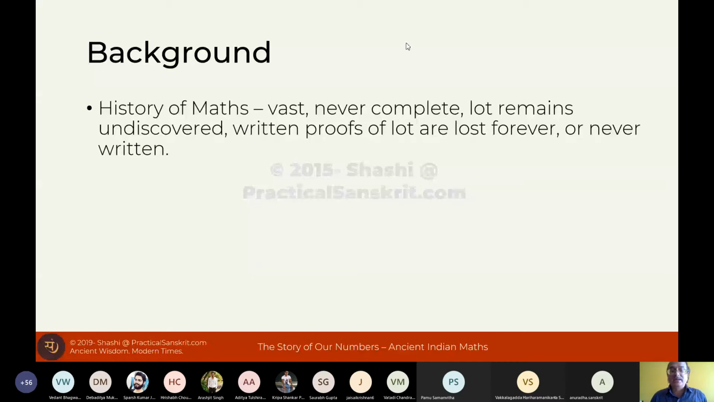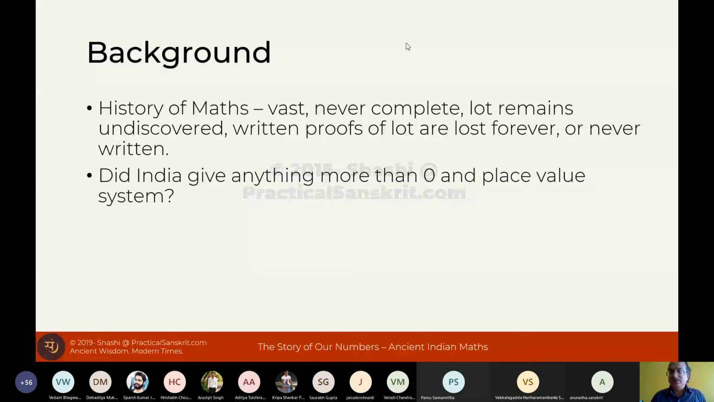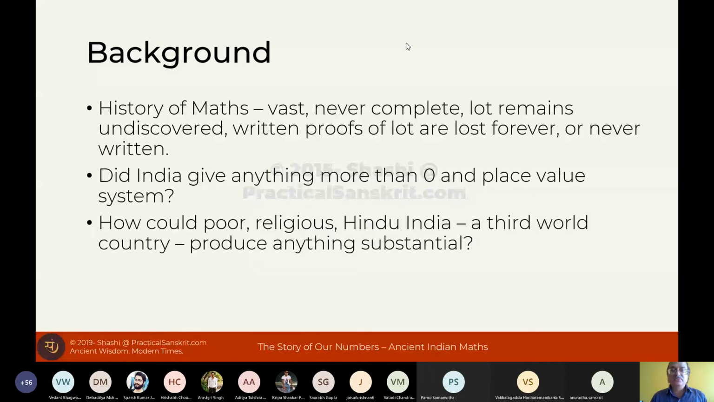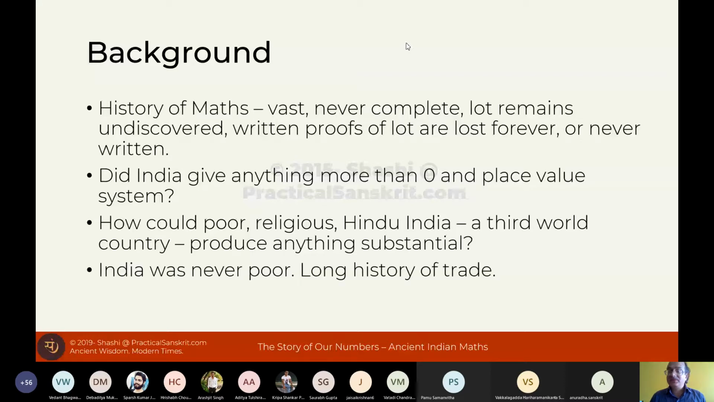And the question again is, did India do anything more than the zero, the place value and the infinity? These are the standard things. We gave infinity, zero and the decimal system. So how could a poor, religious Hindu India, a third world country, produce anything substantial? That is the standard refrain that comes to mind today, right? Not before. And the interesting thing is India was never poor.